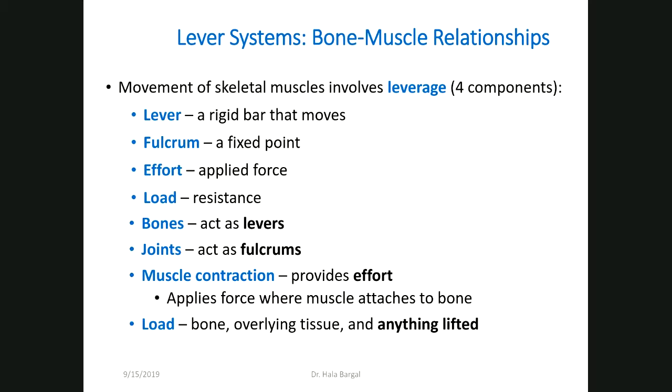Notice, bone acts as a lever, and the joint as a fulcrum. Muscle contraction provides the effort, applying force where the muscle attaches to bone. Then the load is the overlying tissue and anything you lift. So the bone resembles what? The lever. The joint, the fulcrum. The muscle contraction provides the effort. The load comes from anything you lift.